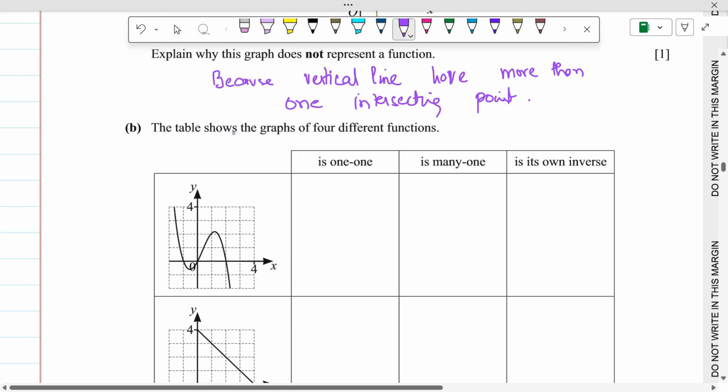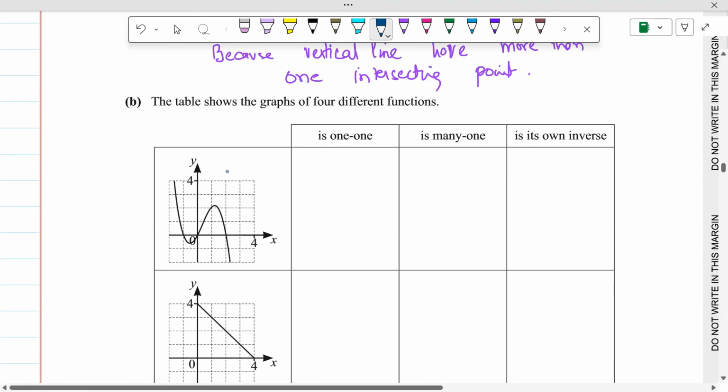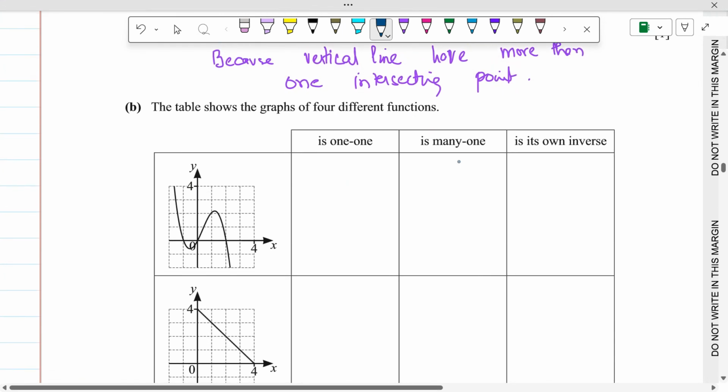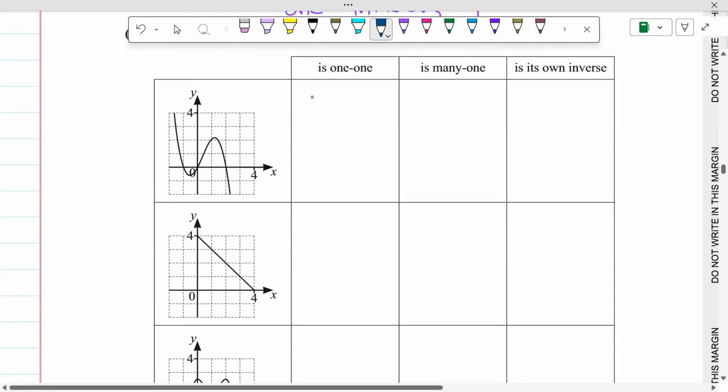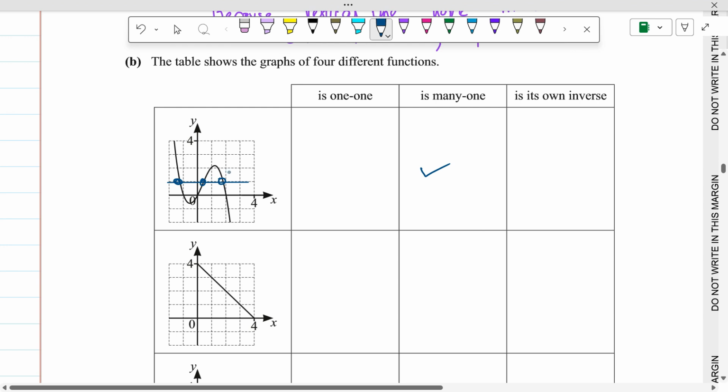Part B, the table shows the graph of 4 different functions. So these are functions, which means they satisfy the vertical line test. Now we need to find whether each is one-to-one or many-to-one. If a graph satisfies the horizontal line test, it is one-to-one, otherwise it is many-to-one. Here the line intersects at more than 1 point, so it fails the horizontal line test. So it is many-to-one, and its inverse will not exist. So this one is cancelled out.